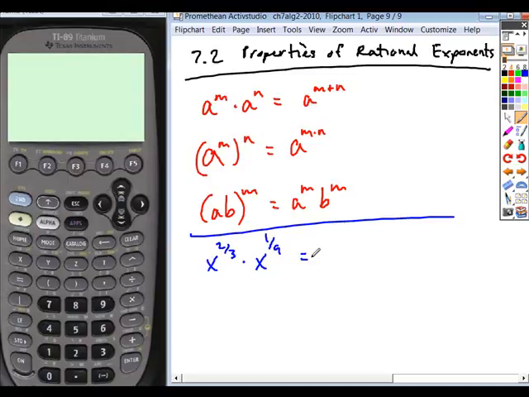What are you going to do with this if you're multiplying two exponents with the same base? You're going to write your common base, and then you're going to do what with the powers? Add them. So you have 2/3 plus 1/9. Well, can you add 2/3 and 1/9? No. Not in this form. So you need to turn everything into the same denominator. So the common denominator is 9.